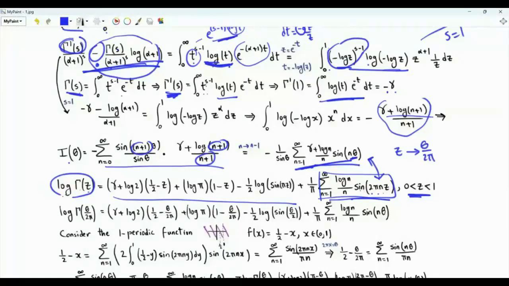In this case, we get sine of n theta. This expression is valid for z between 0 and 1. If z is replaced by theta over 2 pi, then theta must be between 0 and 2 pi, and we have this condition from the very beginning.